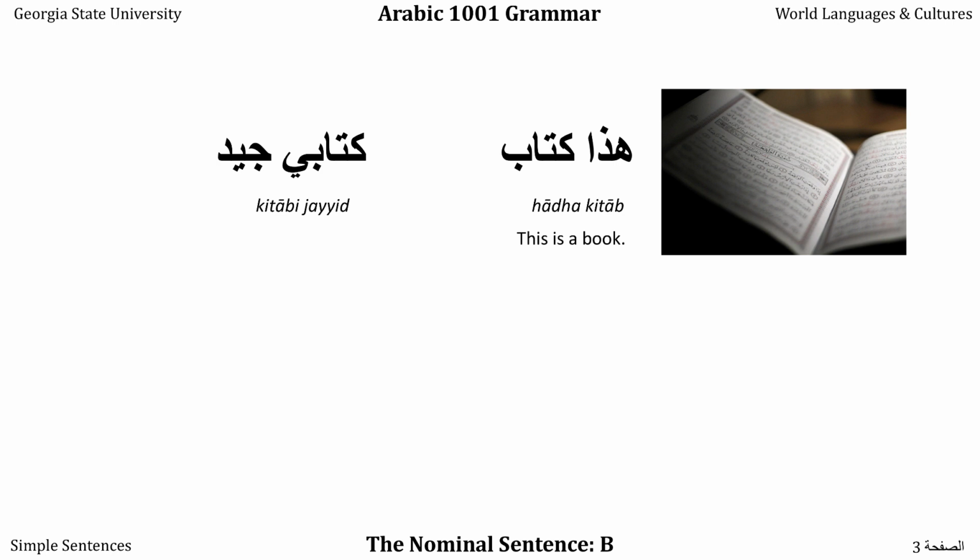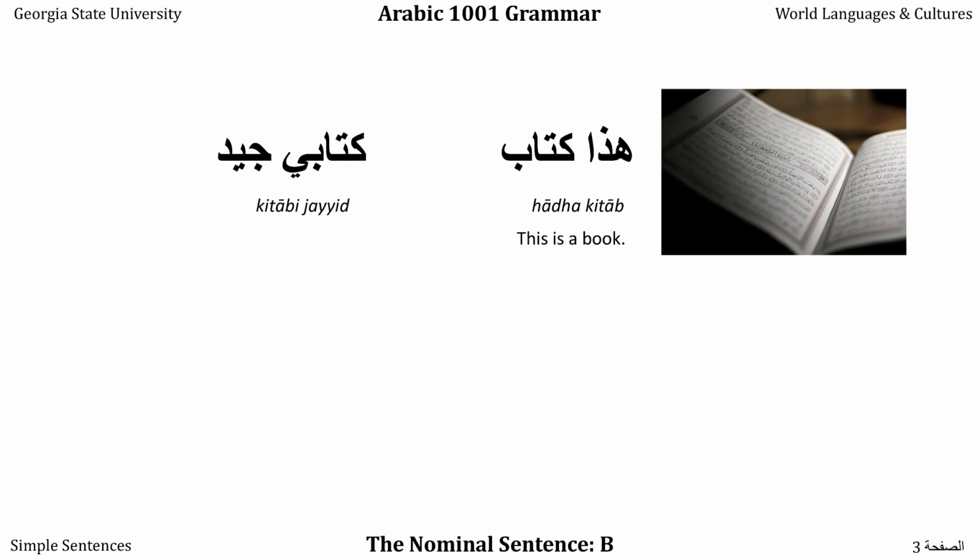And if you've been taking Arabic for 7 weeks, you probably already know that adding e to the end of a noun makes it my thing, and this is exactly what we're doing here. We've changed kitab, book, into kitabi, my book, and then we're going to add the adjective jayyid.